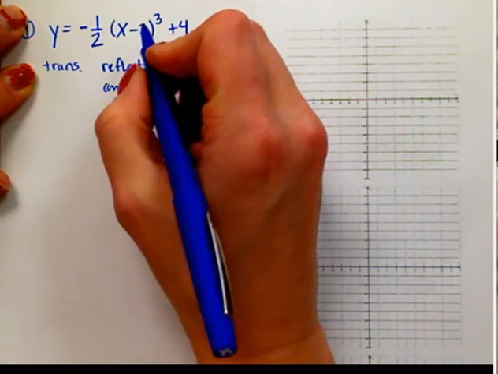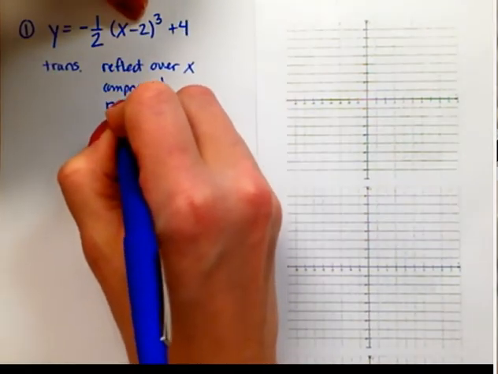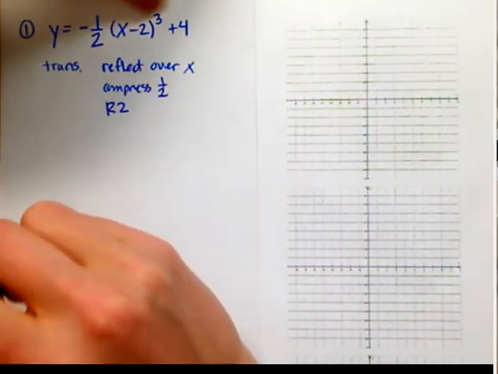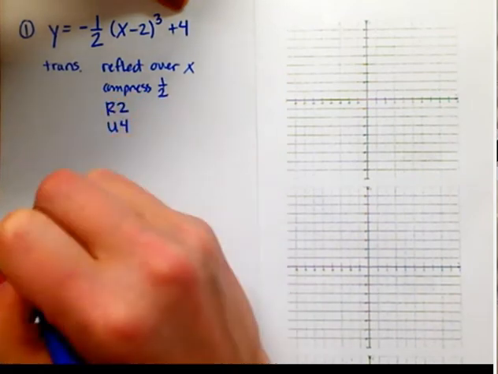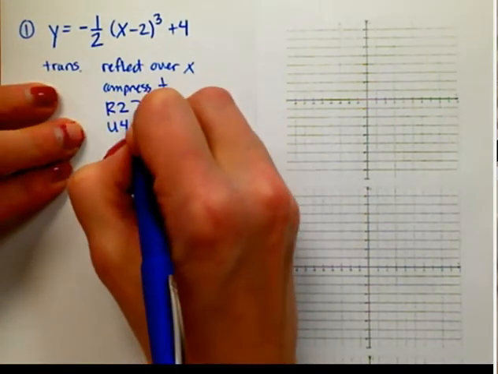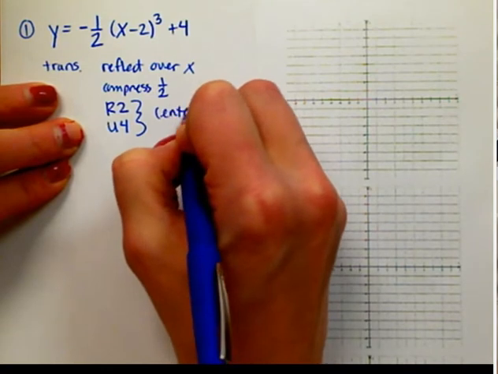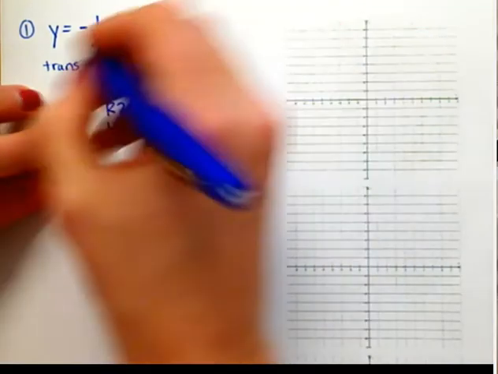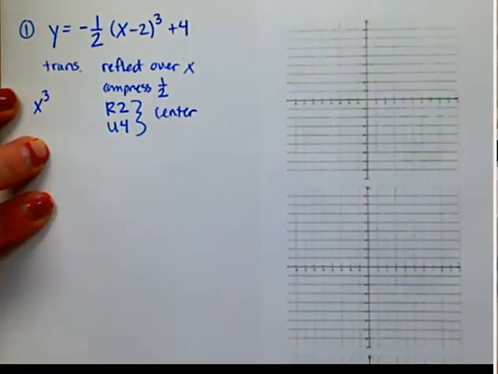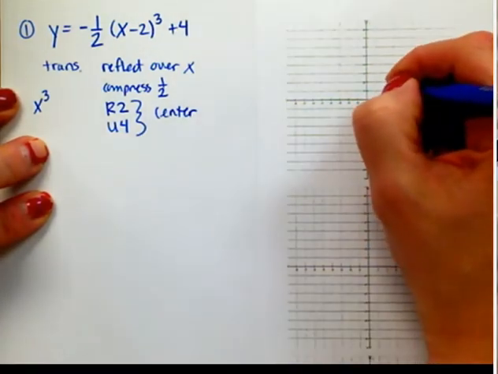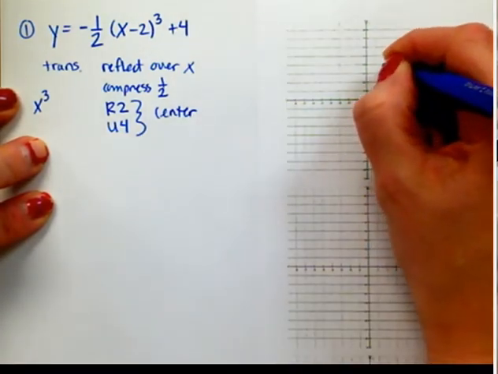Compress 1/2. Right 2, remember it's opposite, up 4. And so my starting point, this is going to be your center, right? Because we're coming from the parent x cubed. Okay, right 2, up 1, 2, 3, 4.